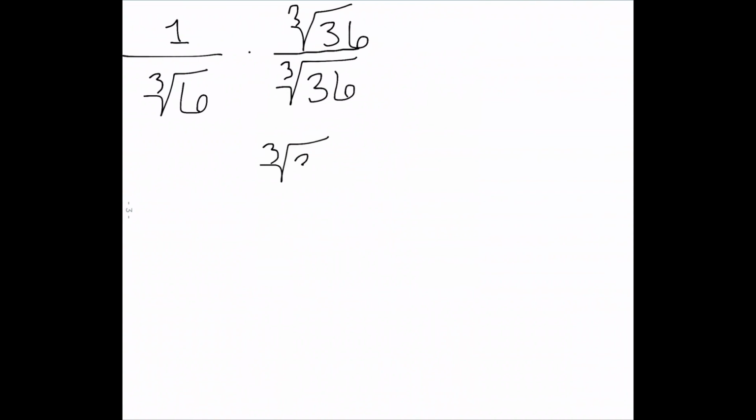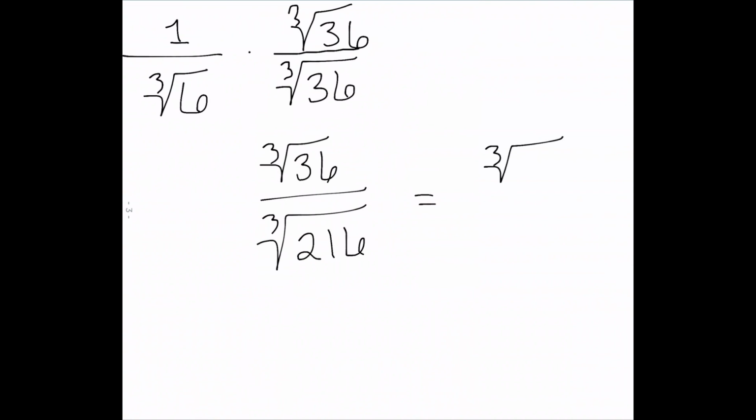What about 1 over the cube root of 6? Well, we have one 6 on the denominator, but to cancel the cube root, we need a total of 3. So I'm going to multiply by the cube root of 36. On the top, I get the cube root of 36. And on the bottom, the cube root of 6 times 36, which is 216. And the cube root of 216 is just 6. So I get cube root of 36 divided by 6.